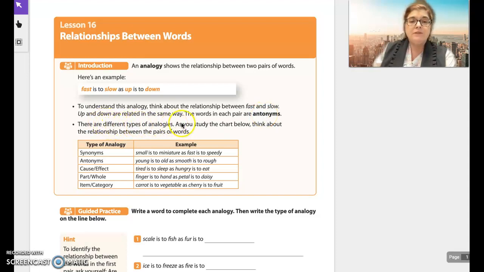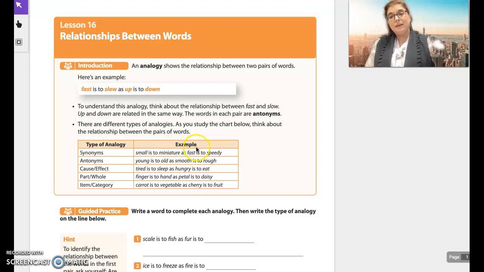There are different types of analogies. As you study the chart below, think about the relationship between the pairs of words. So synonyms, what are synonyms? Small is to miniature, as fast is to speedy. So if they're synonyms, that means that they're similar or they may mean almost the same thing. All right, so small is to miniature, as fast is to speedy.